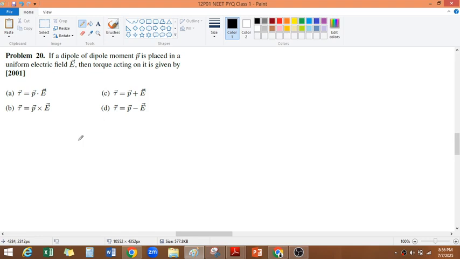A dipole moment P is placed in a uniform electric field and the torque acting on it is given by which one? P vector cross E vector. Option B. Yeah. So tau is P cross E. I told you tau P. So P cross E.